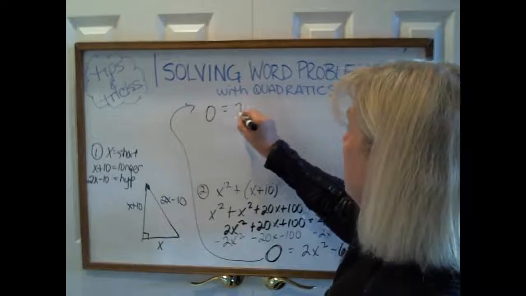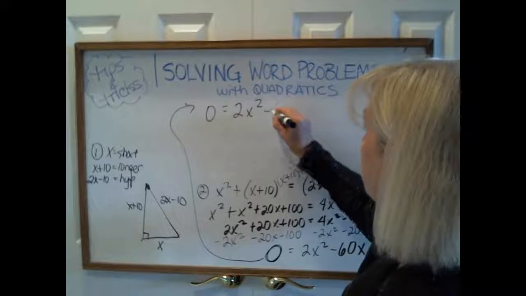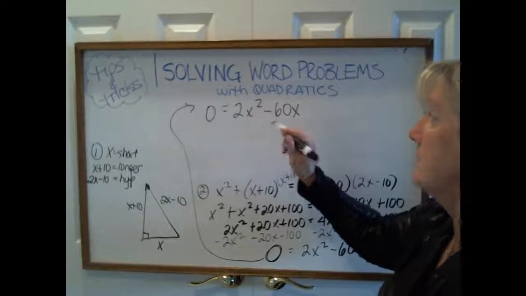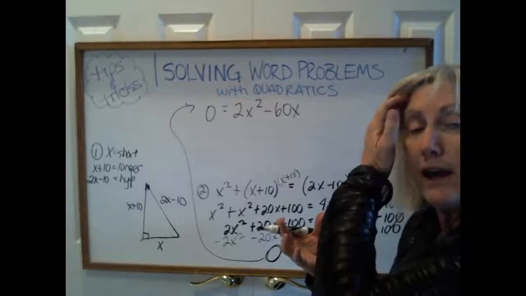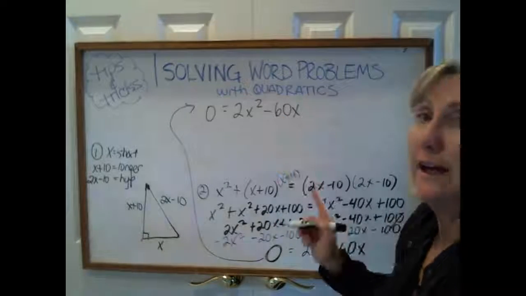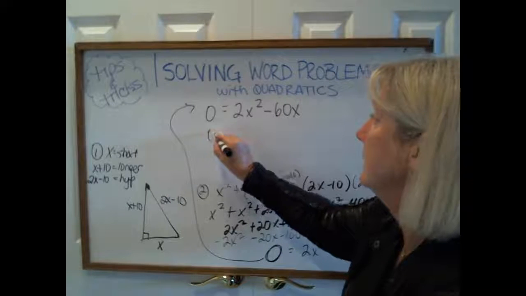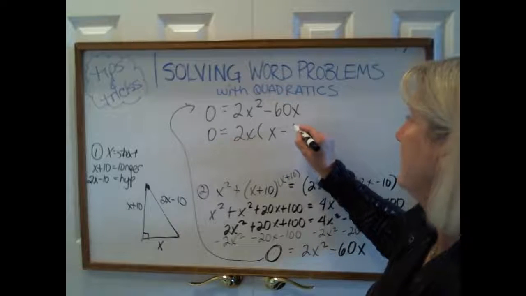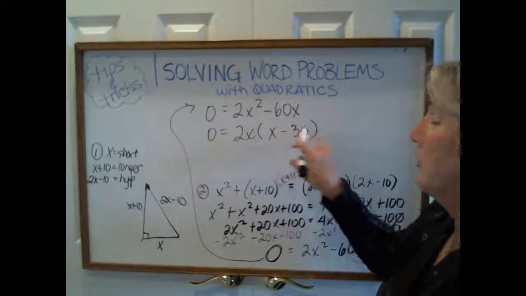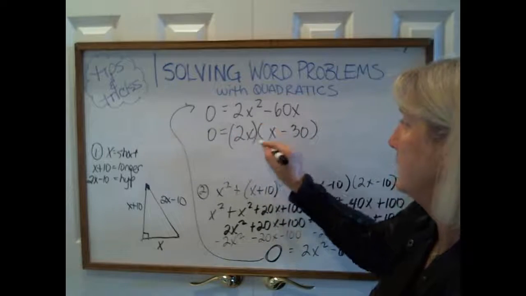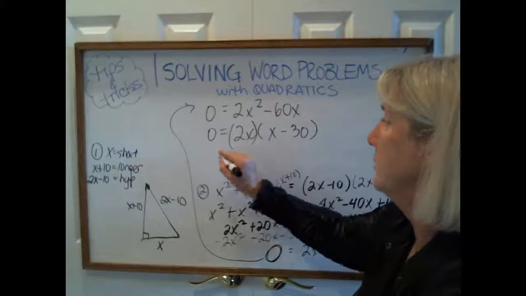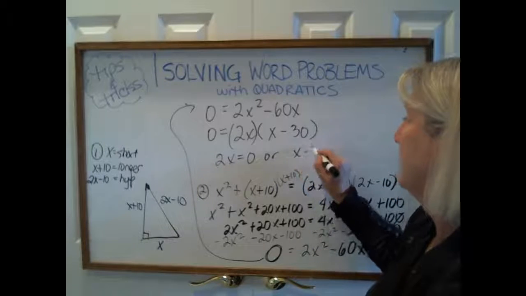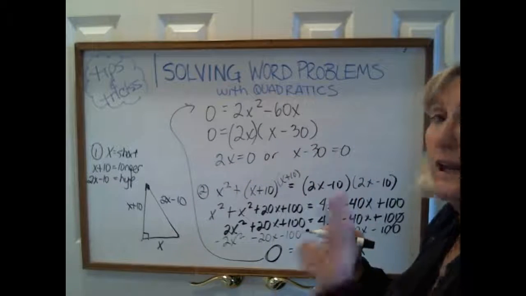So I have 0 equals 2x squared minus 60x. This is a quadratic, so we need to factor this. As you recall, the main kind of factoring I want you to try first is greatest common factor factoring. So we can take out a 2x here. So we have 0 equals 2x times (x minus 30). And the zero product property says we set each one of these factors, this is a factor and this is a factor, equal to 0 because this is equal to 0. So we say 2x equals 0 or x minus 30 equals 0. So we're going to get two answers here.